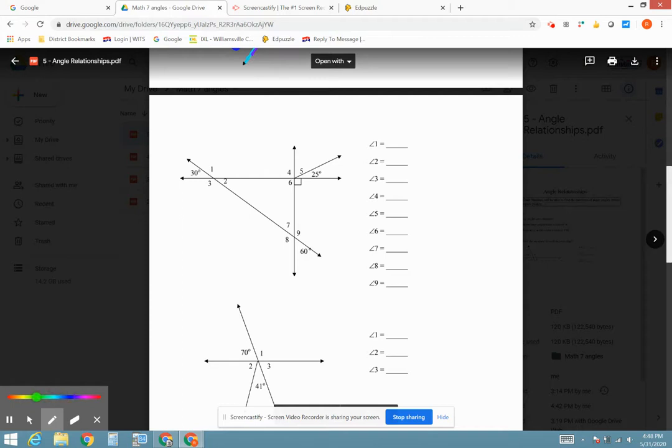Okay. Now, if this angle right here is 30, what's angle 2? 30. Why is it 30? Because they're vertical. Good. If this angle is 30, what is angle 1? 150. Why? Because they're supplementary. So what's angle 3? 150. Why? Because those angles are vertical.